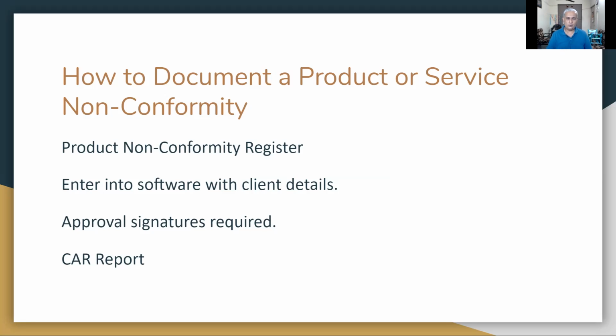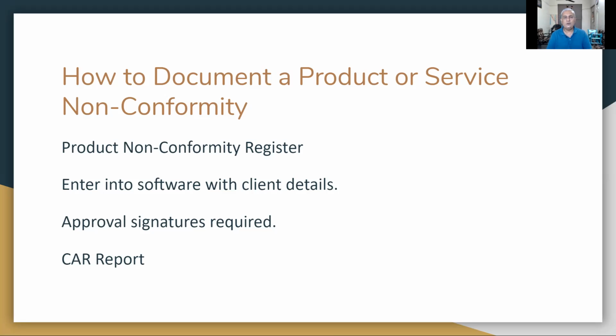Secondly, if you don't have a register, and if you have a software on which you are entering all the details, these details should be entered with the client's details as well in the non-conformity register, which is a soft copy. Secondly, if there is a product non-conformity or a service non-conformity, approval signatures or software approvals by a senior for redoing things or correcting the things should be clearly mentioned, or the signature should be there on the non-conformity register by a senior.